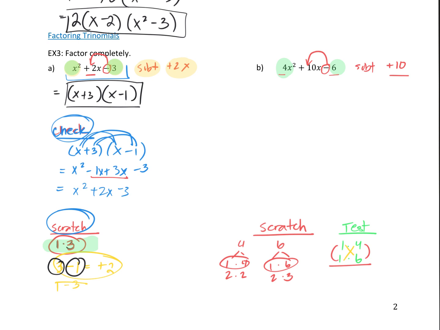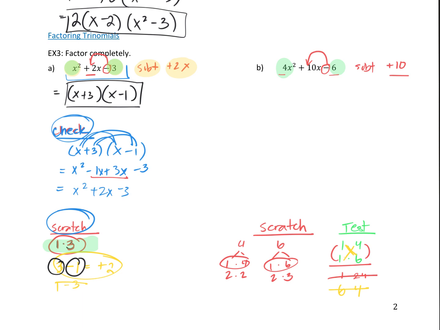4 times 6 is going to be 24. 1 times 1 is going to be 1. Can we subtract these to get 10? No, that's going to be 23 or something else. So that doesn't work. Remember, we're trying to get a 10. So let's do the yellow version. 1 times 6 and 1 times 4. Can we subtract these to get a 10? No, we can't. We'd either get a 2 or a -2. That doesn't work.